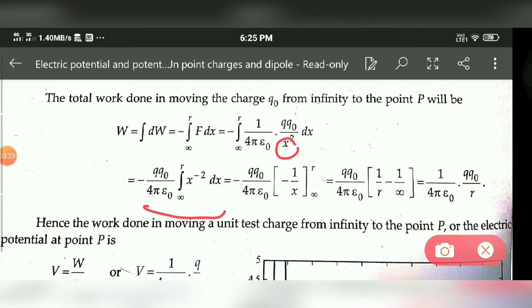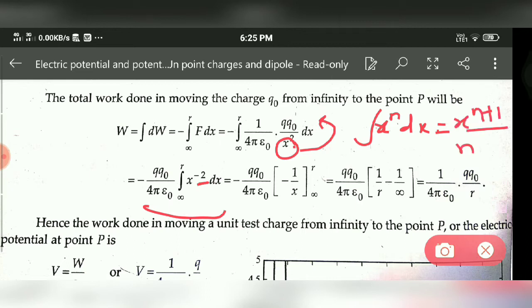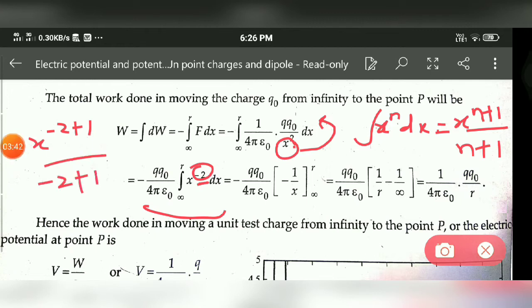Now if we take x squared from the denominator to the numerator, the power changes from 2 to minus 2. There is a formula: integration of x raised to power n dx is x raised to n plus 1 upon n plus 1. Here n is minus 2, so it's going to be x raised to minus 2 plus 1 upon minus 2 plus 1. So it's x raised to power minus 1 upon minus 1, or we can say minus 1 by x, because if we move it from numerator to denominator, the power changes its sign.